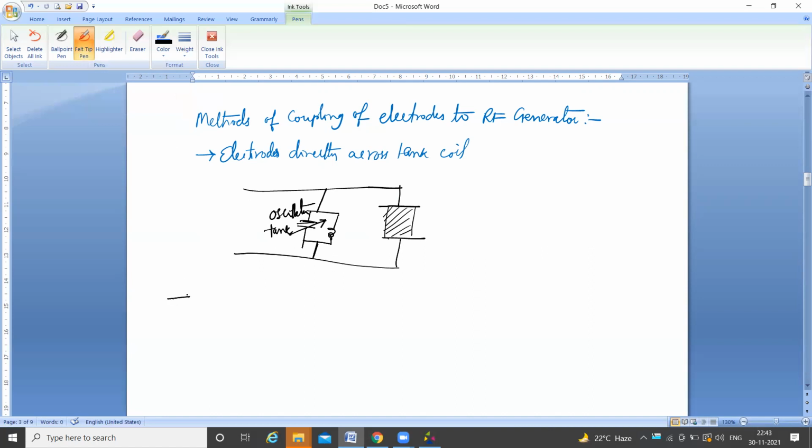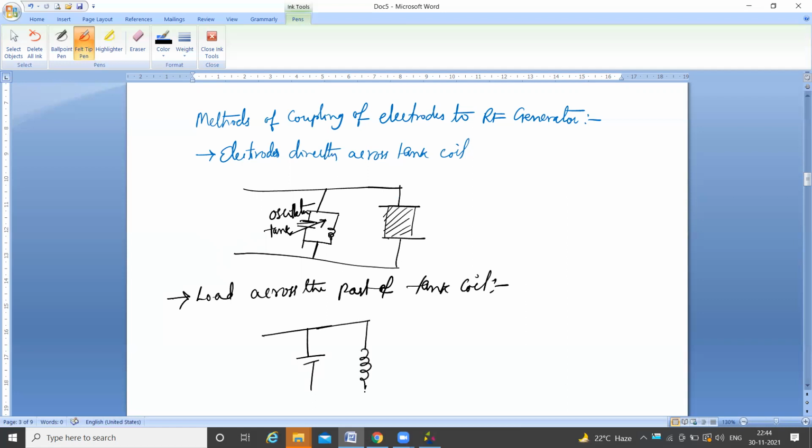And the second one is electrodes, load across a part of the tank coil. Here, the tank circuit will be there first. This is the tank circuit, C and L, this combination, and a part of the tank circuit.